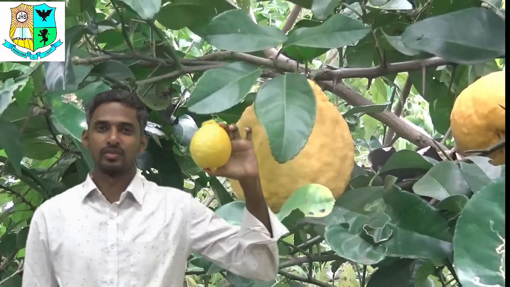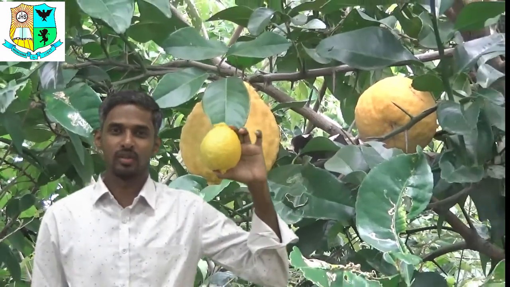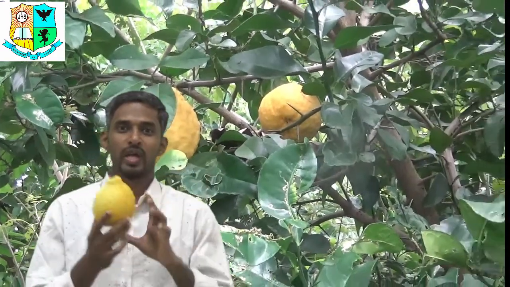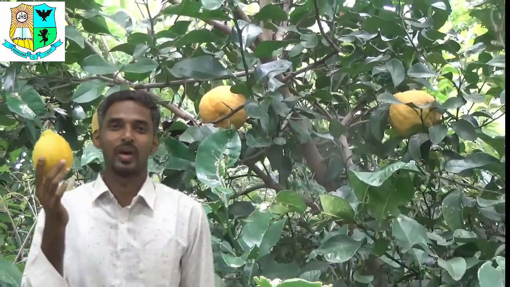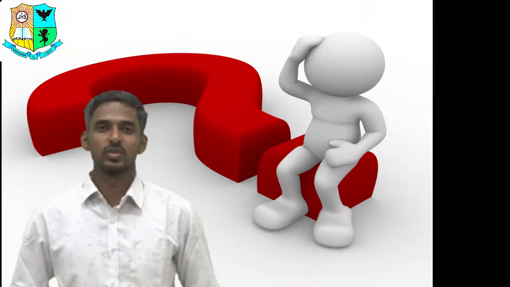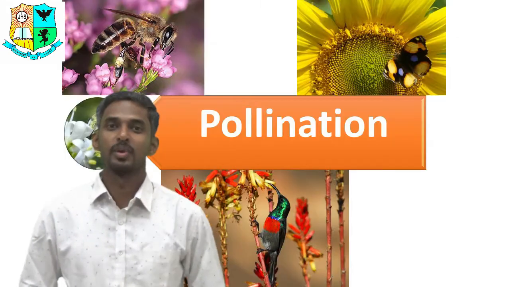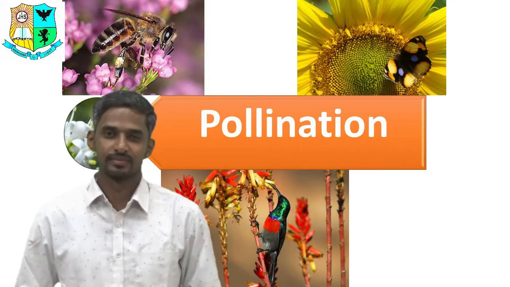Look at this fruit. Isn't it beautiful? You wish you would have this in your hand right now as you are looking at it. Now my question is to you, how did we get this huge beautiful fruit? It is because of pollination.